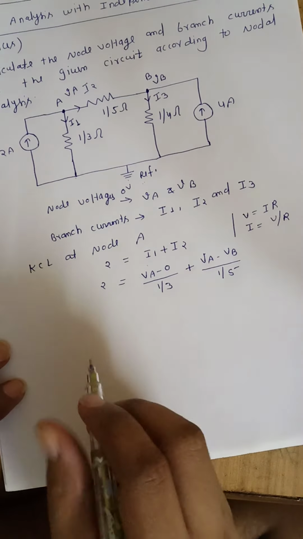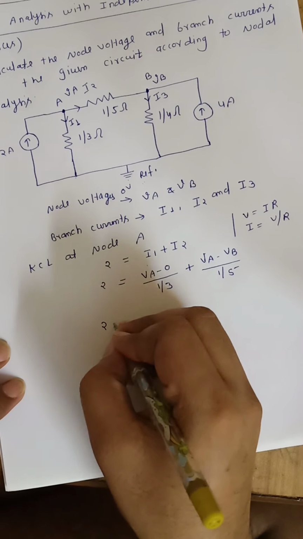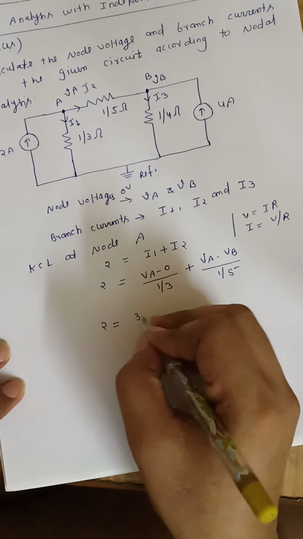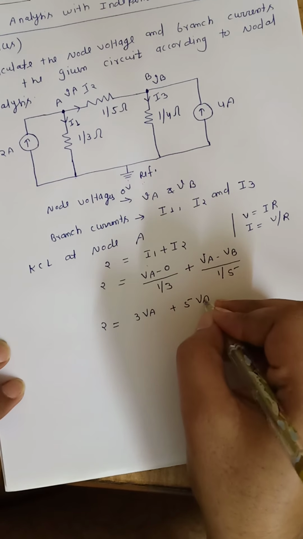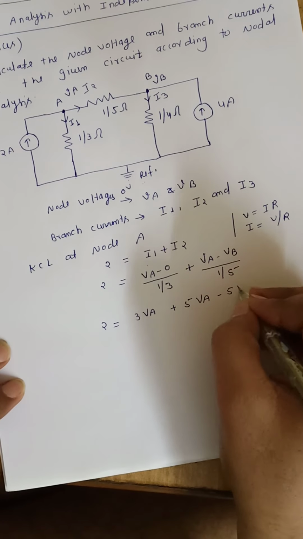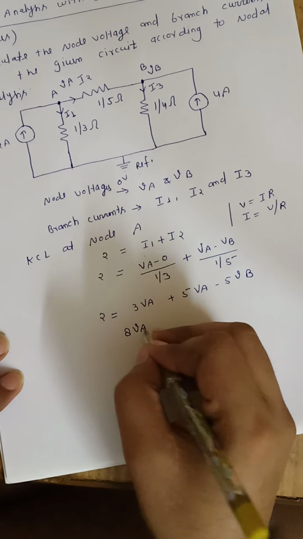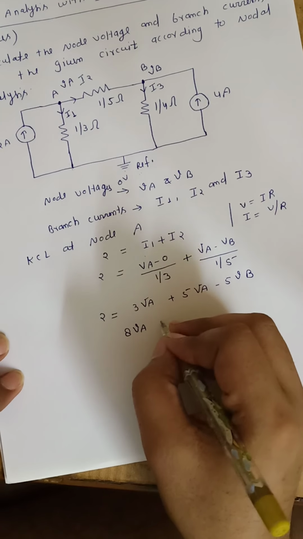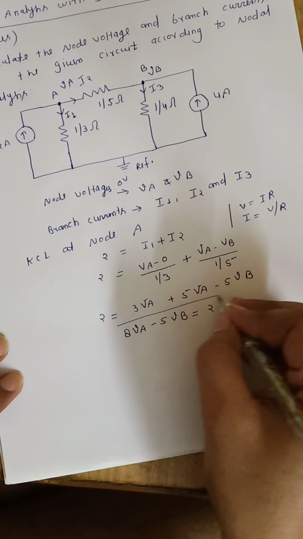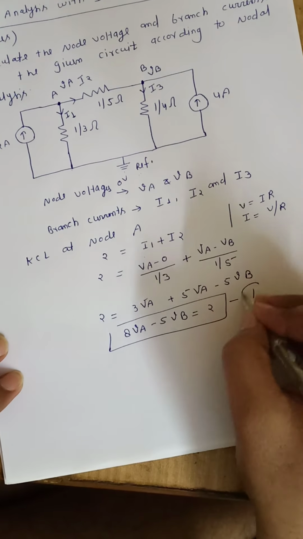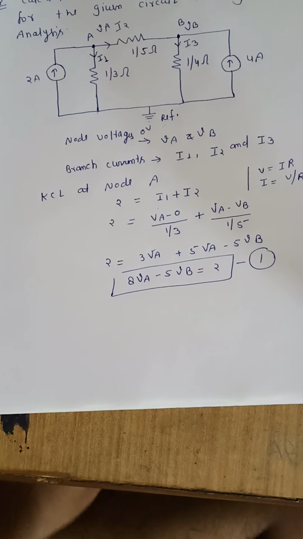After simplifying the equation, we have 2 equal to 3VA plus 5VA minus 5VB, or you can say 8VA minus 5VB equal to 2. So this is my first equation.